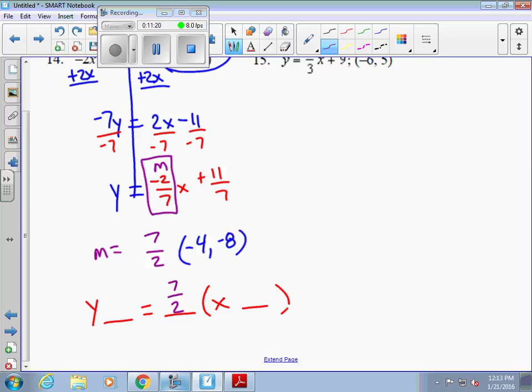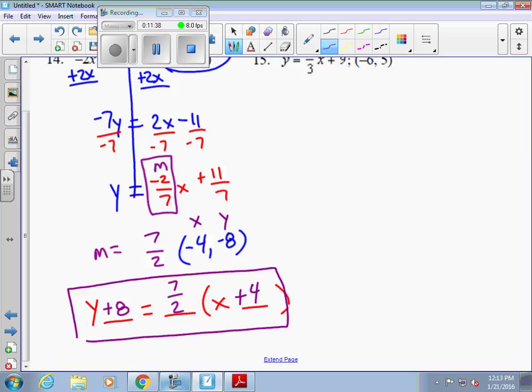In place of the x sub 1 and y sub 1 values, y's value is negative 8. You put the opposite of that, so you put positive 8. And x sub 1's value is the opposite of this one here. It says negative 4. We put in positive 4. Point slope form, since we learned that one this week. One less thing we have to do.